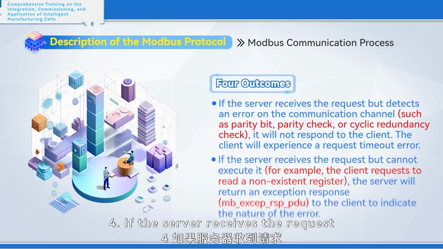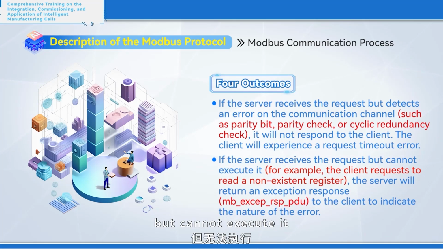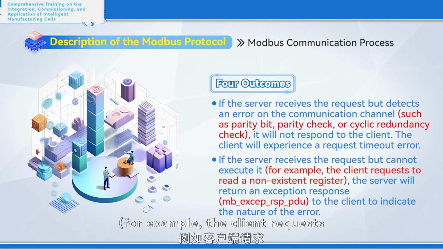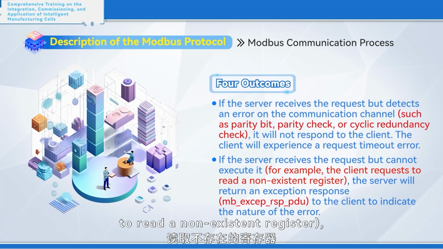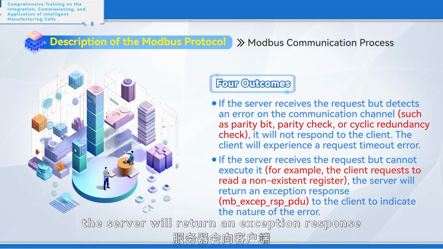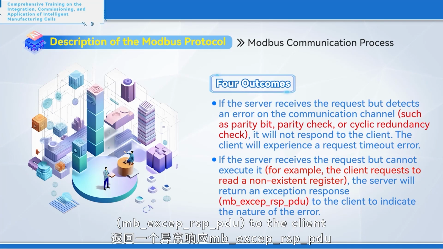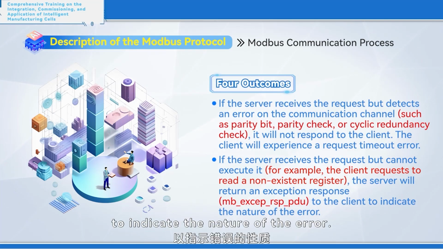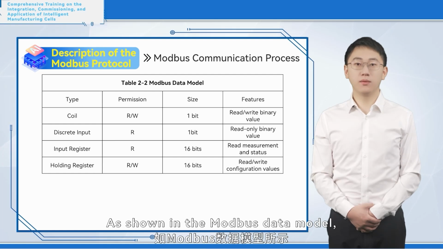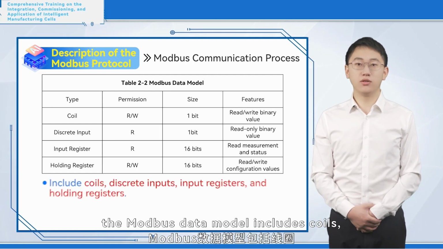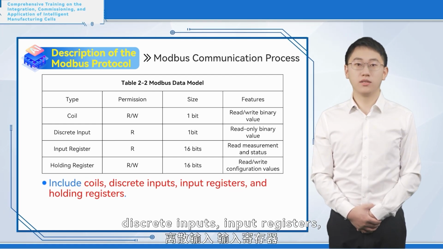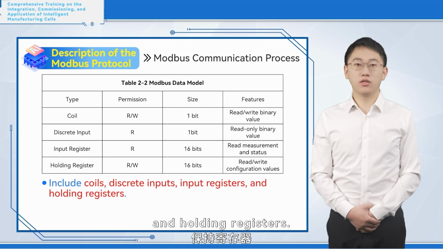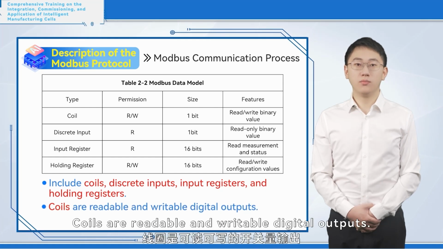4. If the server receives the request but cannot execute it, for example, the client requests to read a non-existent register, the server will return an exception response, MB_EXCEPT_RSP, to the client to indicate the nature of the error. As shown in the Modbus data model, the Modbus data model includes coils, discrete inputs, input registers, and holding registers. Coils are readable and writable digital outputs.